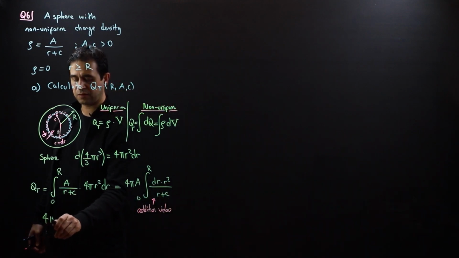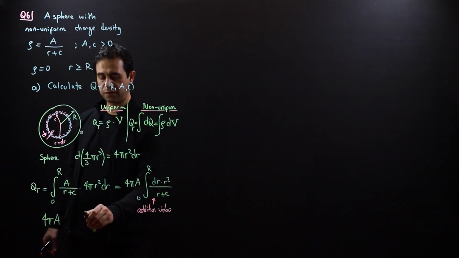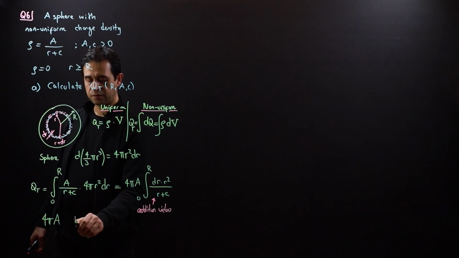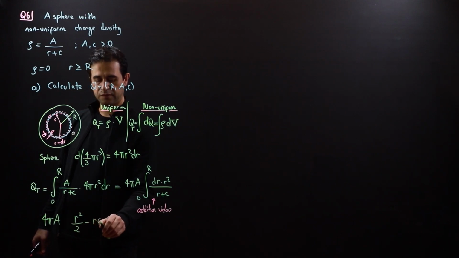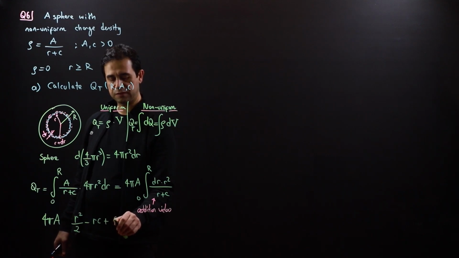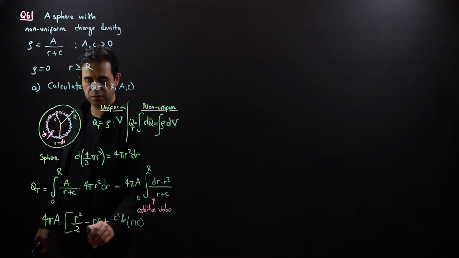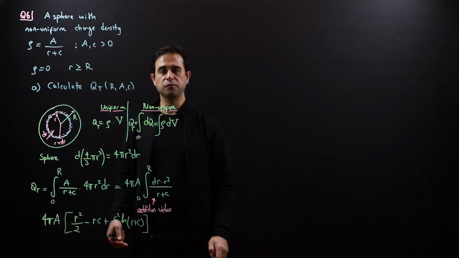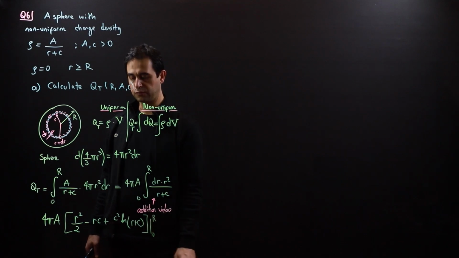So it's 4 pi times capital A, that's the term. And this integral actually gives us the following: r squared over 2 minus r times c plus c squared logarithm of r plus c. That's basically what you get if you evaluate this integral. Again, I'm going to show you how to get that. And we evaluate this integral from 0 to capital R.